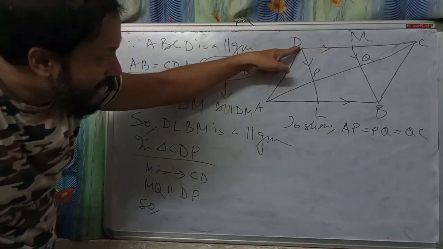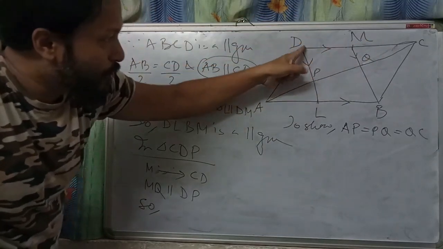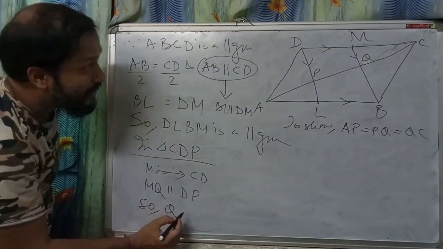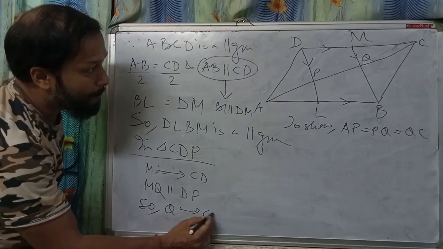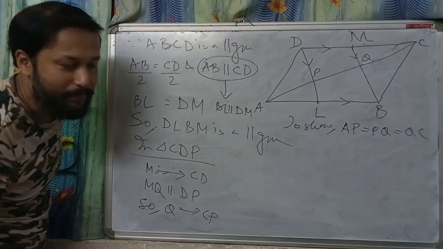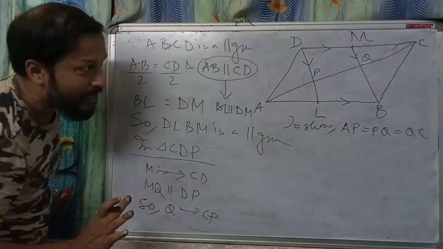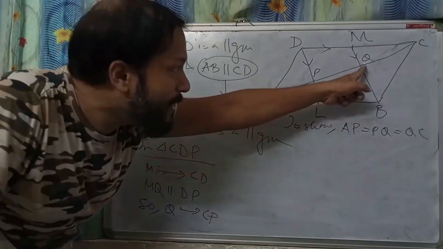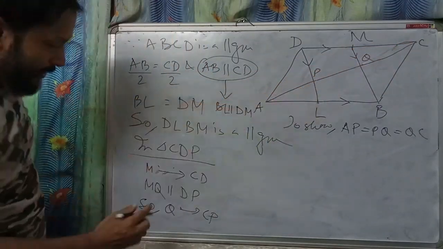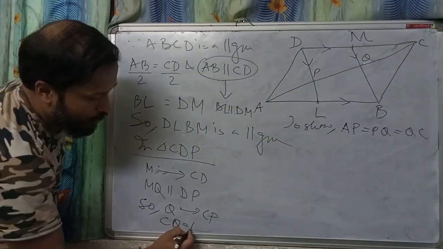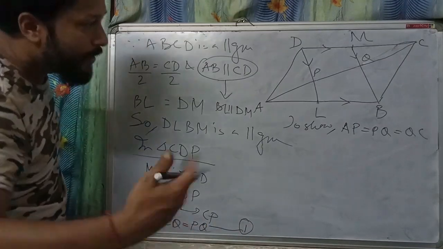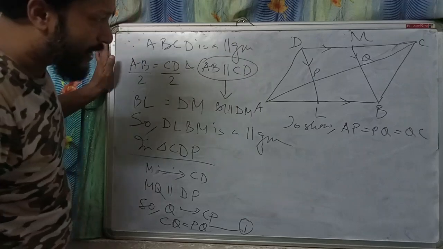Since M is the midpoint of CD and MQ is parallel to DP, Q is the midpoint of CP by the midpoint theorem. So I can write CQ equals PQ. This is my equation 1. Understood?